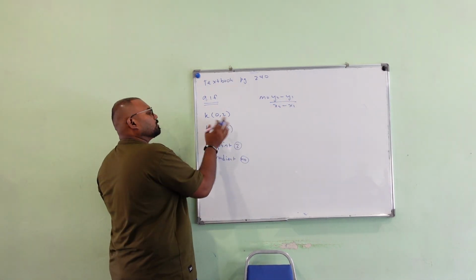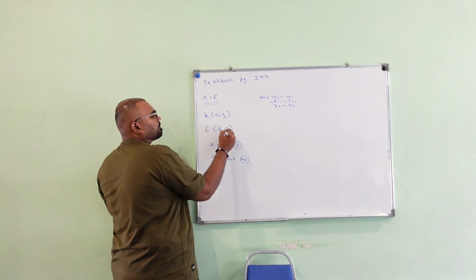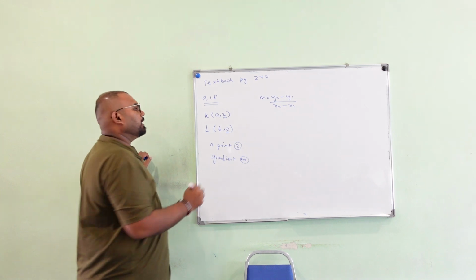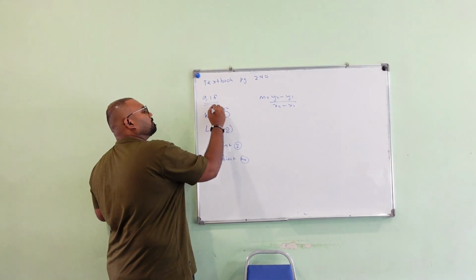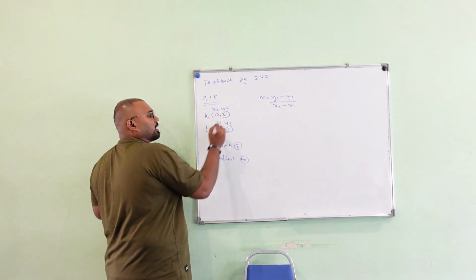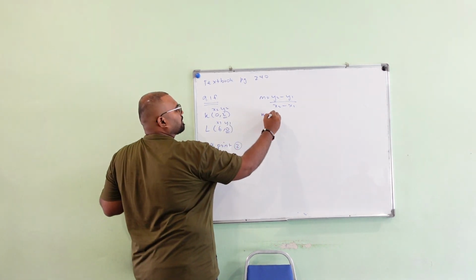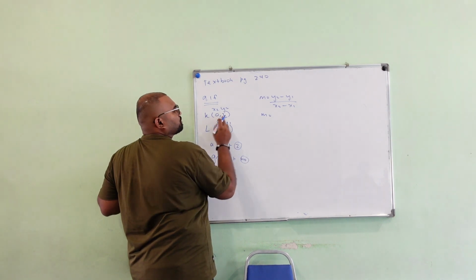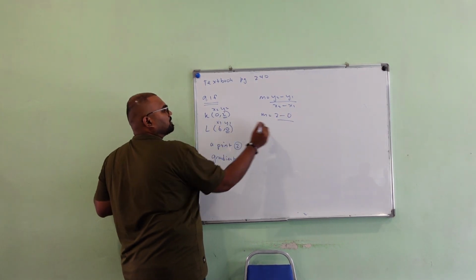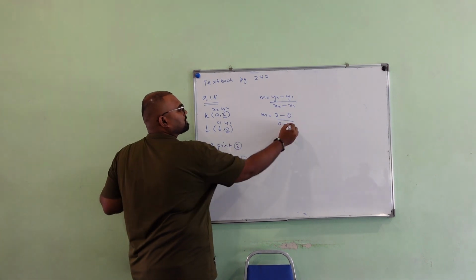So to find which one is y2 and y1, you look at the y values. 2 and 0, which one is bigger? 2 is bigger. So the big one should be y2 and this one should be x2. The lower one should be y1 and x1. Understand? So you find the gradient. Gradient equals y2 is 2 minus y1 is 0 over x2 is 0 minus x1 is 6.